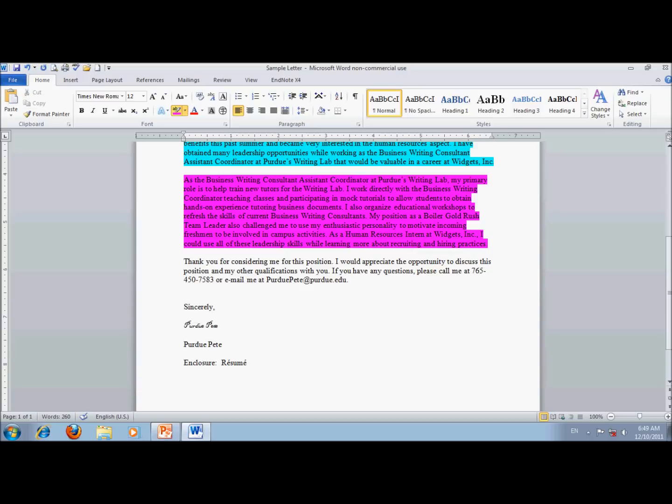After the introduction, you'll notice that this writer goes on to talk about the skills that they possess and how these skills will benefit the target company or organization. Throughout the body of this letter, the writer provides concrete examples of their skills, like when they say, "My position as a Boiler Gold Rush team member also challenged me to use my enthusiastic personality to motivate incoming freshmen to be involved in campus activities." It's important here to use concrete, specific examples, not generalizations. This person also continues to show their own interest in the company. This strategy is a particularly good one because it shows that even if you're applying to other places, this particular company or organization is the place that you want to make home.